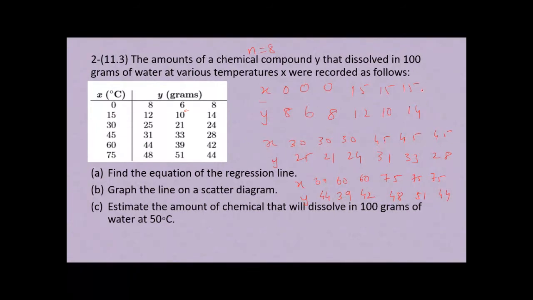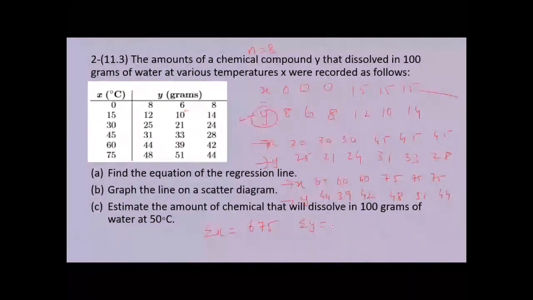Sum all the X values. What we get is summation x 675. And now take all y values. Sum them up by using your calculator. All y values, summation y is equal to 488.